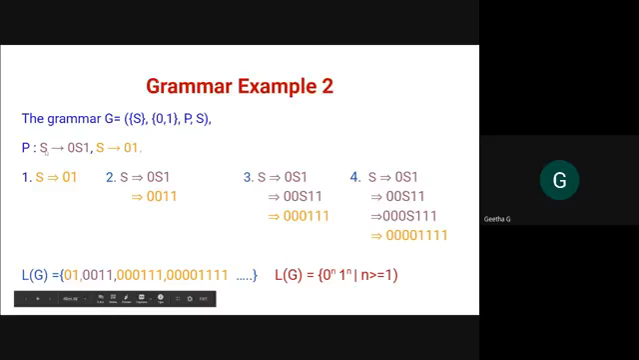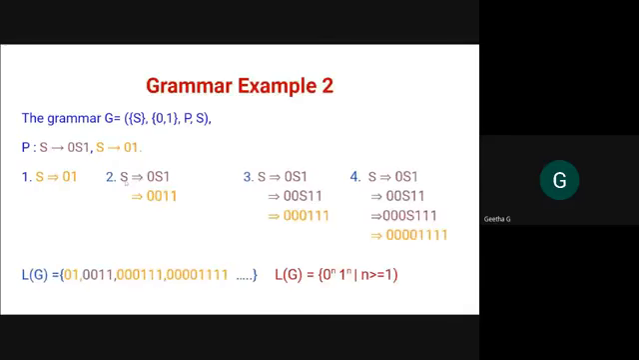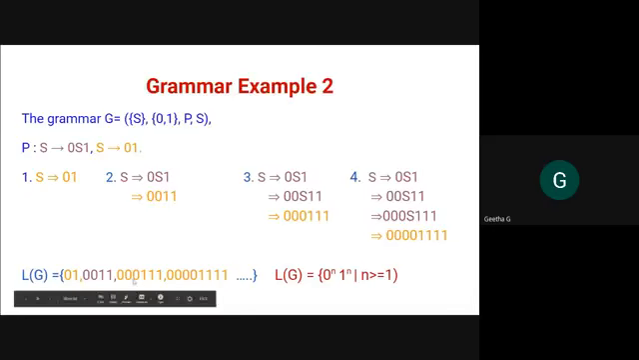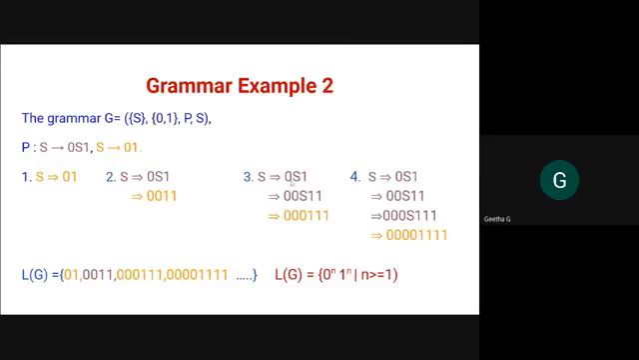So the language generated by the grammar has 01 first. And second, I derive a string with S to 0S1, and this S I replace using the second rule with 01. That is what you get as the next string belonging to this language: 0011. Similarly, I am going for a third length string, that is 0 power 3, 1 power 3. How am I going to generate it? See here, using the first rule, I had generated 0S1.